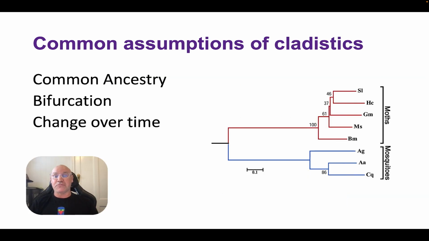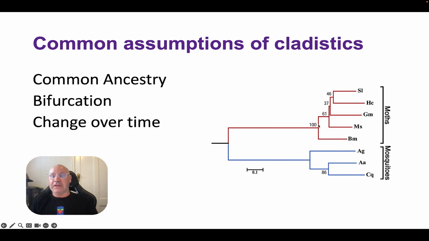So there's several common assumptions of cladistics. Firstly, common ancestry. So species are derived from a common ancestor. If we trace it back, we can find a point where they share a common ancestor. The next one is that we have bifurcation. So bifurcation means this split, and this occurs when there's a mutation, a change to the genetic sequence, and that is where these new species derive. You know, every one of these is a bifurcation.